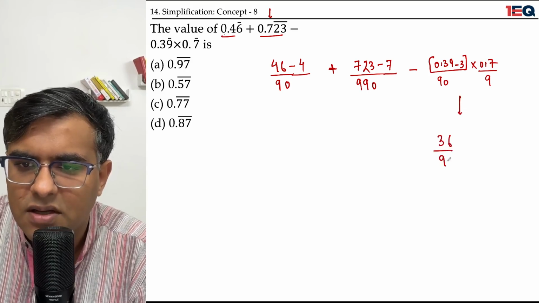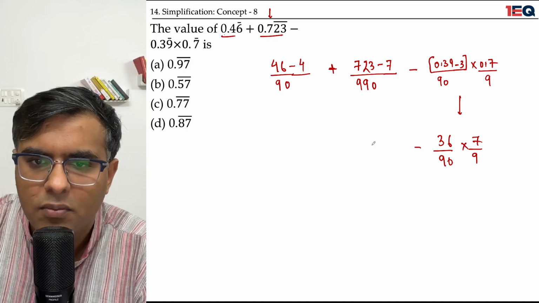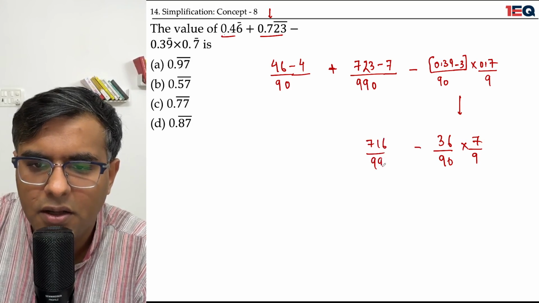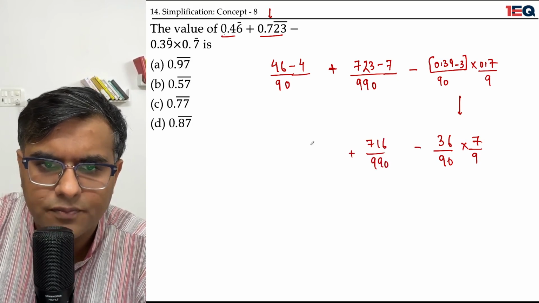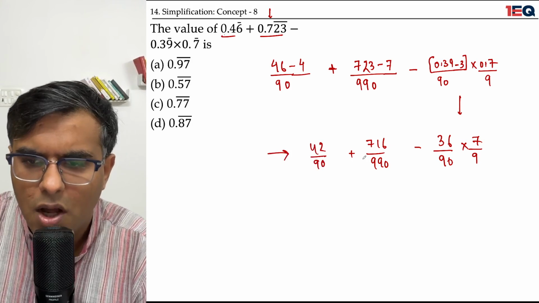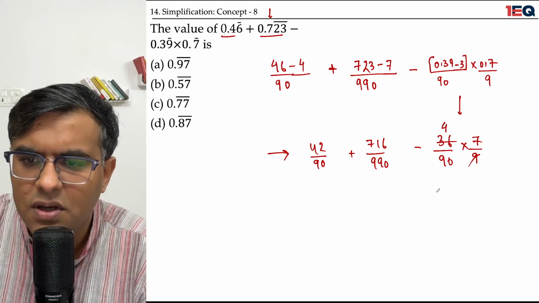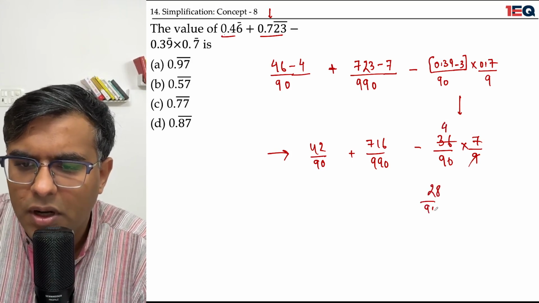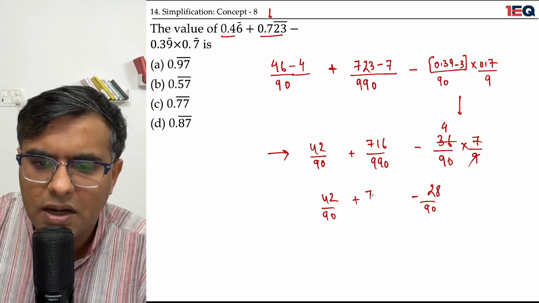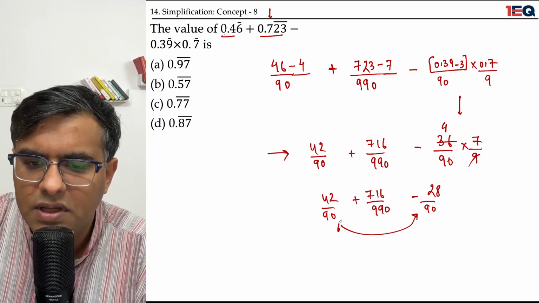It means 36 upon 90 multiplied by 7 upon 9 minus 716 upon 990 plus 42 upon 90. Now just see where I'm headed to. 9 ones are 9, 9 fours are 36, 4 sevens are 28. 28 upon 90 is a negative term, 42 upon 90 is a positive term, and 716 upon 990 is another positive term. I would solve these two first.